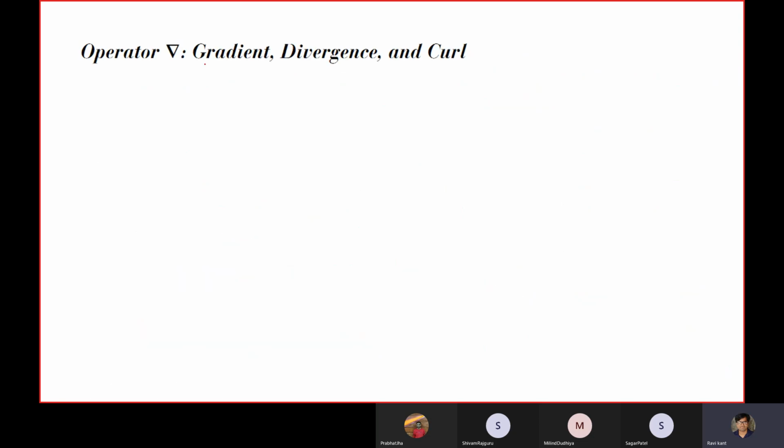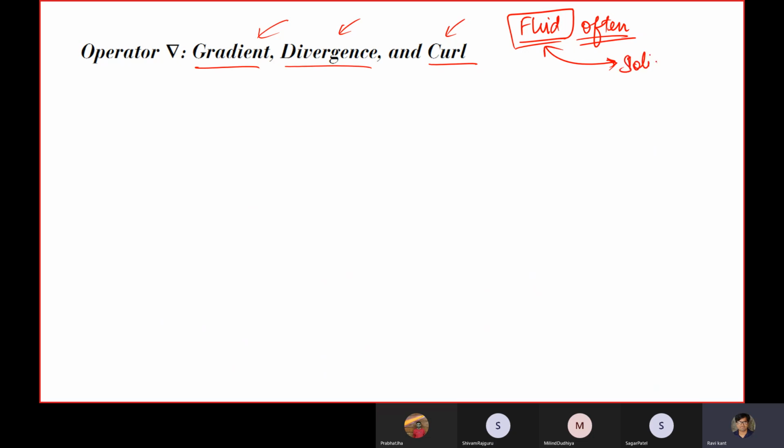Now let's talk about gradients, divergence and curls, because you are going to encounter these very often in your fluid mechanics course. Not only in fluid mechanics, you may come across gradient, divergence and curl in all your solid mechanics courses as well. In several courses you will come across these. Okay, so let me first write the gradient.